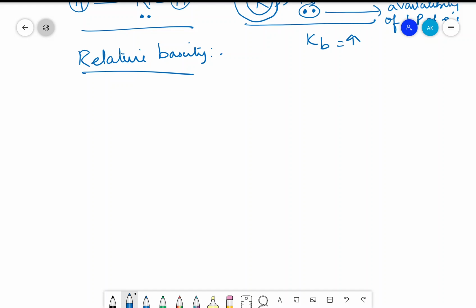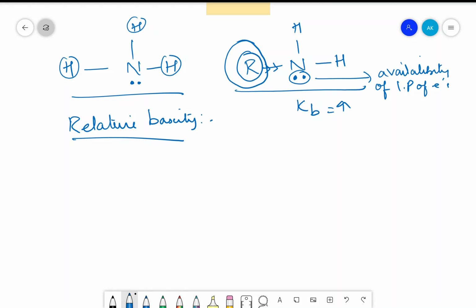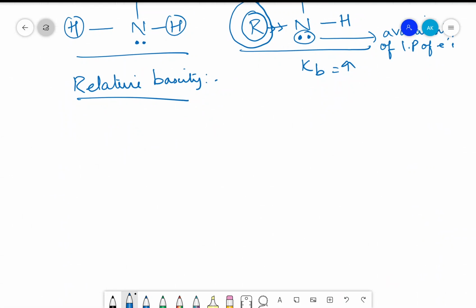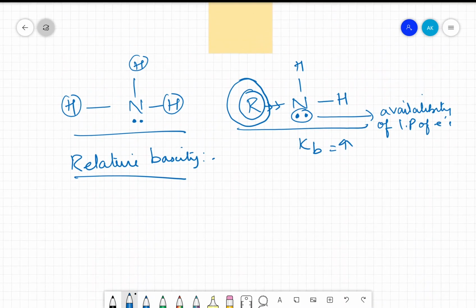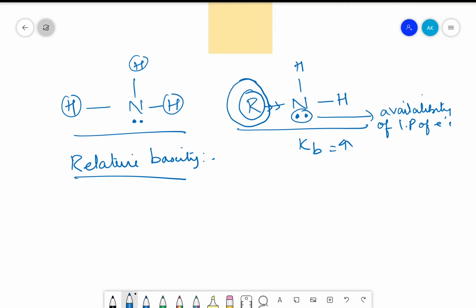First thing is, amines are more basic than ammonia as we have discussed before, because of this electron donating R group. Next important thing is why it is making it more basic: because they are increasing the electron density around the nitrogen. That we have also discussed, thereby increasing the availability of the lone pair of electrons. The same statement we are trying to make in relative basicity of amines.